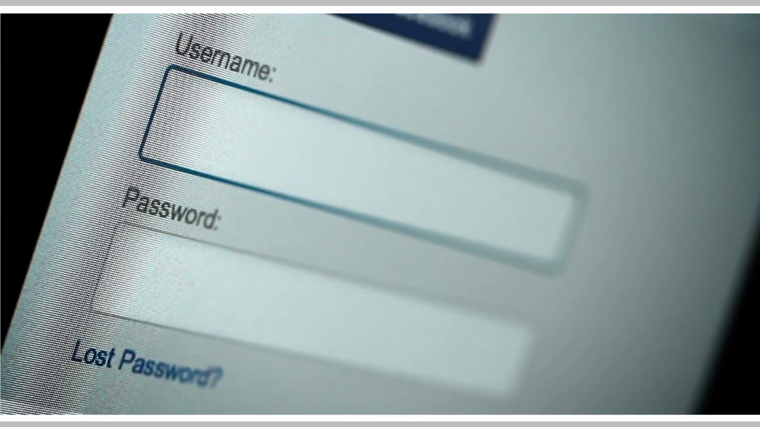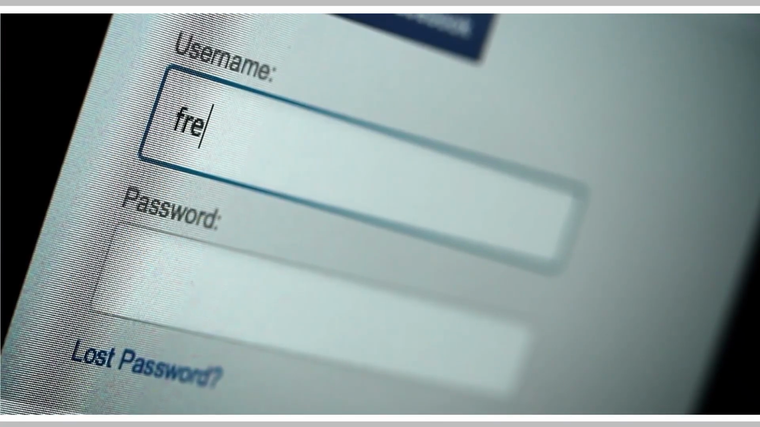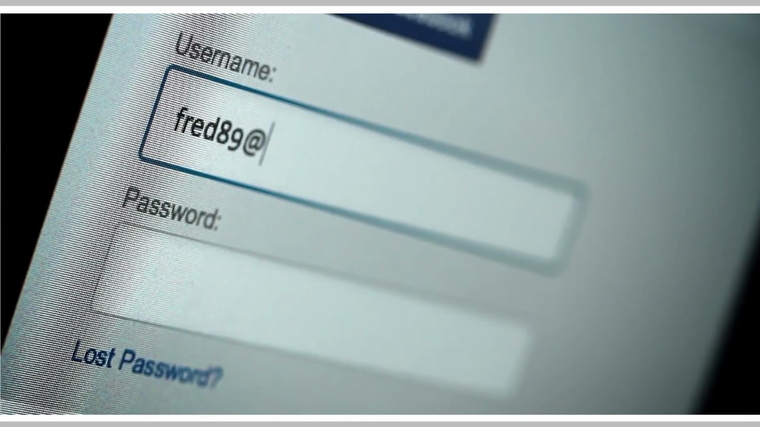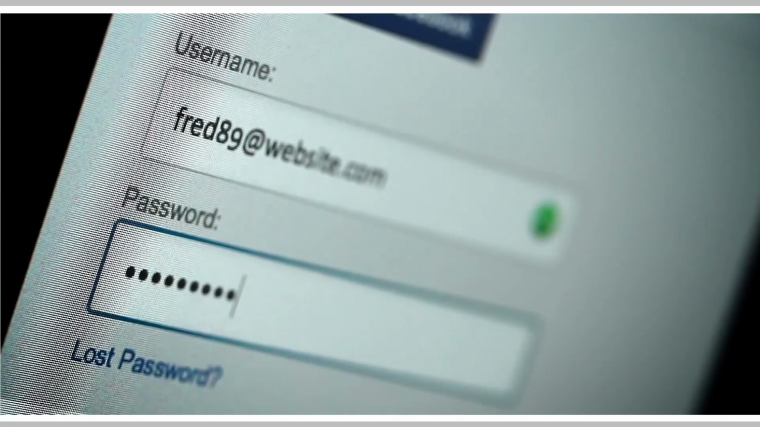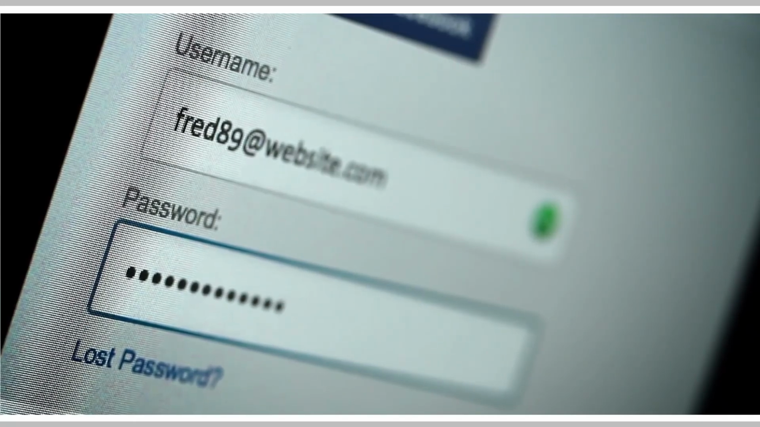Imagine you want to log into one of your accounts. You enter your username and password, right? This is known as a single authentication factor, because you're using only one secret element, which is your password, to prove that you are really you.